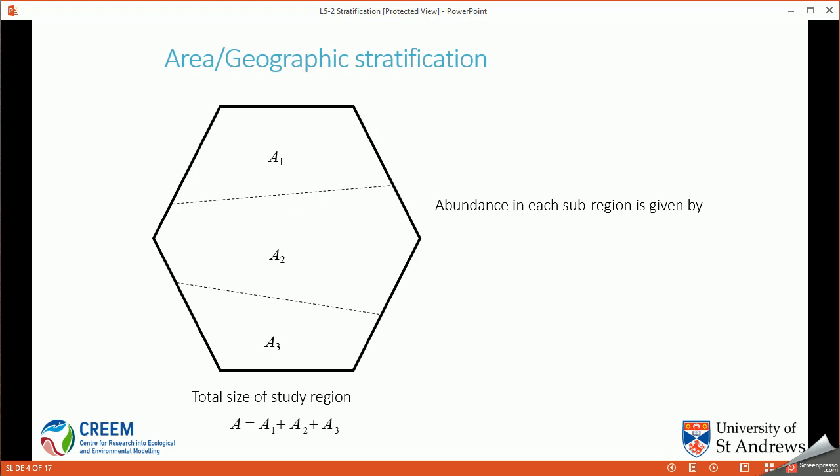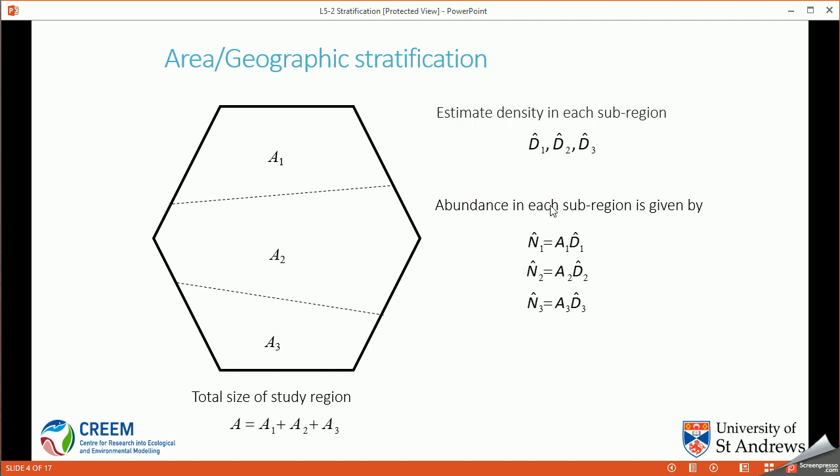The first and probably simplest one is geographic stratification. In this simple example, we have a survey region which is bounded by this dark line, and within it we have 3 strata. Stratum number 1 has an area A1, stratum number 2 has an area A2, and stratum 3 has an area A3, with the total area being the sum of those 3.